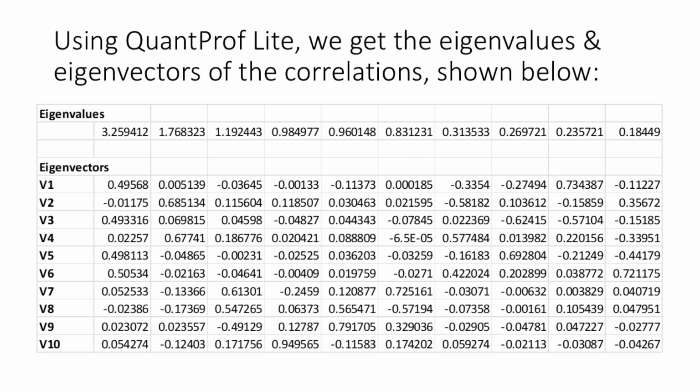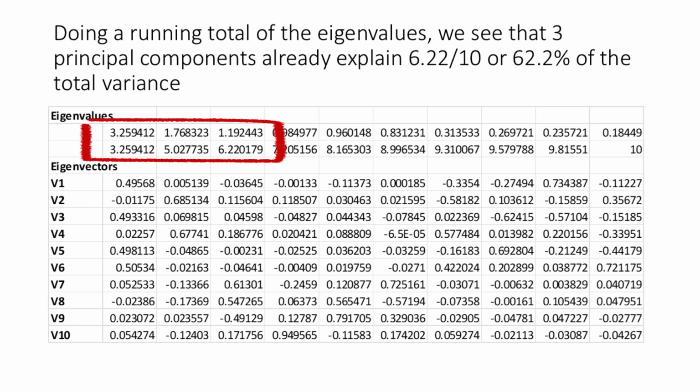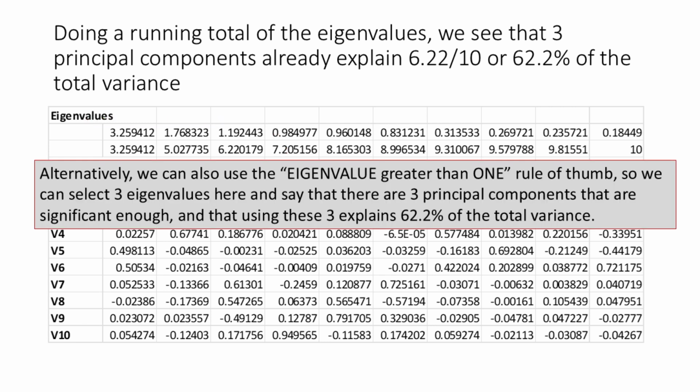Now, doing a running total of the eigenvalues, we see that three principal components already explain 6.22 over 10 or 62.2% of the total variance. Alternatively, we can also use the eigenvalue greater than 1 as a rule of thumb. So we can select three eigenvalues here and say that there are three principal components that are significant enough and that using these three explains 62.2% of the total variance, like so.